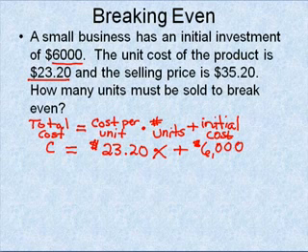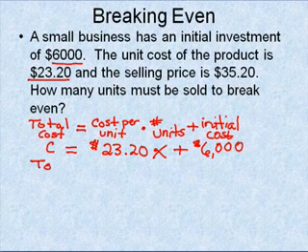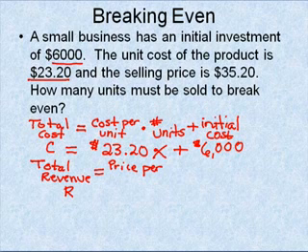Okay, now that we've got our total cost, let's look at writing an equation for how much money we're making. So the total revenue, I'm going to call R, and that is simply going to be what people are paying, so the price per unit, times the number of units sold.